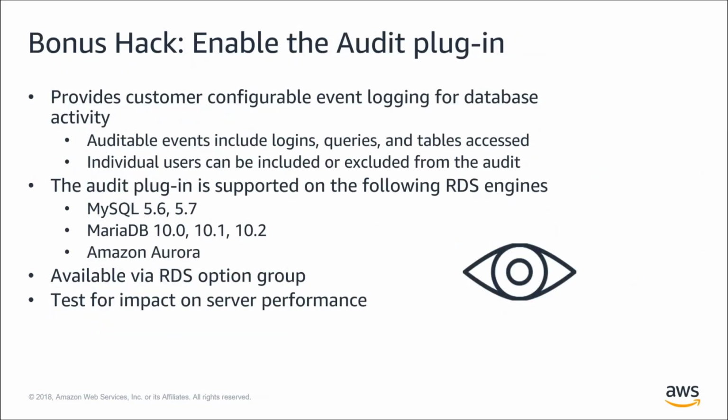Now I couldn't resist giving you a bonus hack, and that's enabling the audit plugin. Now the audit plugin for MySQL, MariaDB, and Amazon Aurora provide a way to log all the events in your database, including logins, queries, tables accessed. The audit plugin also allows you to include or exclude individual users from that audit. The audit's supported on the latest versions of Amazon RDS for MySQL, MariaDB, and Amazon Aurora, and you turn it on via an RDS option group.